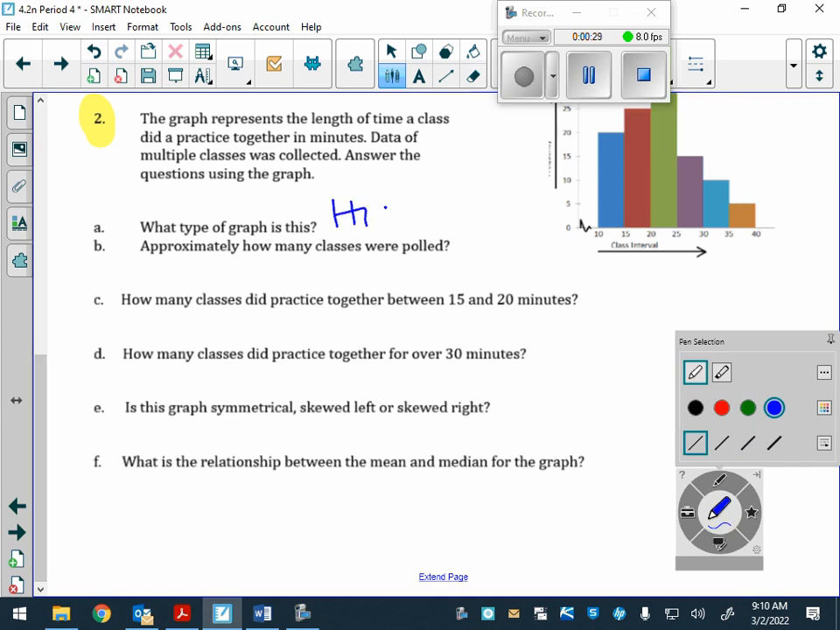I'll show you right now. Histogram. Histogram. Okay. Approximately how many classes were pulled? And again, it's an approximation. So, what are we thinking? David, what is it? 105 classes. Good. And how'd you get that? Good. So the frequency of all of them.